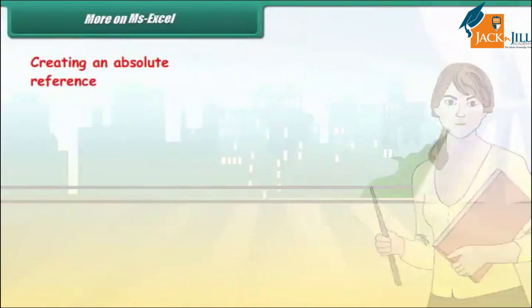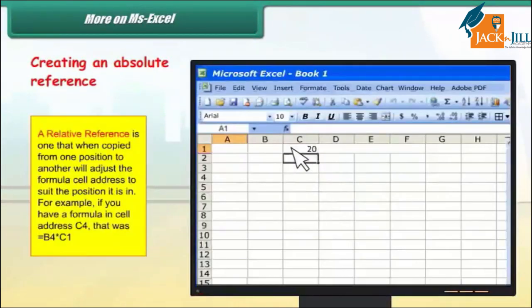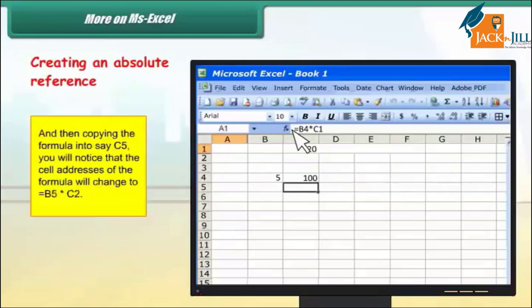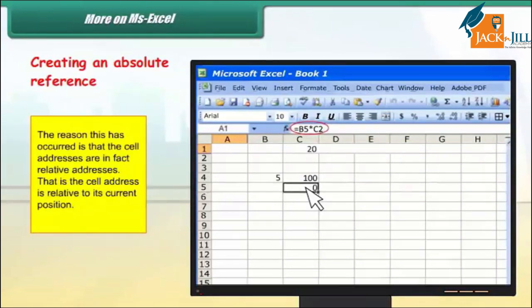A relative reference is one that, when copied from one position to another, will adjust the formula cell address to suit the position it is in. For example, if you have a formula in cell address C4 that was equal to B4 times C1 and then copy the formula into, say, C5, you will notice that the cell addresses of the formula will change to equal B5 times C2. The reason this has occurred is that the cell addresses are in fact relative addresses. That is, the cell address is relative to its current position.